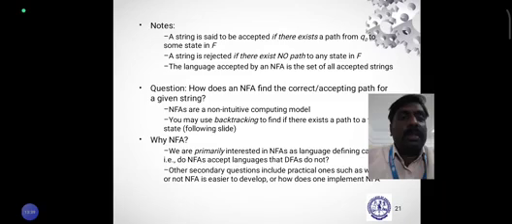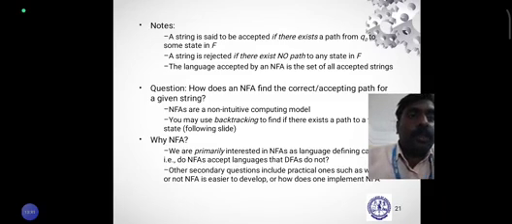Note that a string is said to be accepted if there exists a path from Q0 to some final state. A string is rejected if there exists no path to a final state. So if a path exists from the starting state to a final state, then the string is said to be accepted. If it has no path from the starting state to a final state, then the string is said to be rejected. So the language accepted by an NFA is the set of all accepted strings.